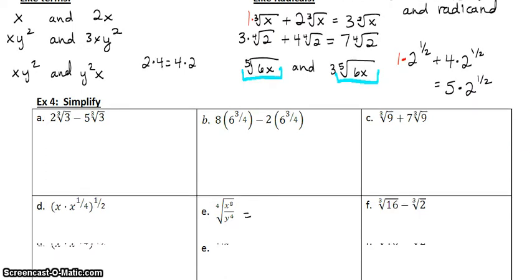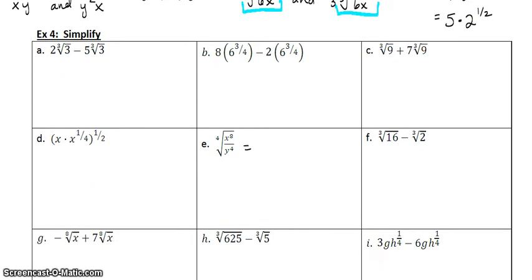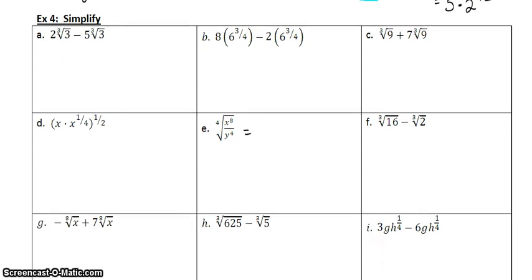So let's do some examples with this. We're going to simplify and we're trying to combine like terms here. So these first few are just like the easy ones I showed you. So here I've got 2 cubed roots of 3, subtract 5 cube roots of 3, and that would be -3 cubed roots of 3 total. Next I've got 8 minus 2, and my quote variable is 6 to the 3/4 power. So that means I've got 6 of those things, those variables.